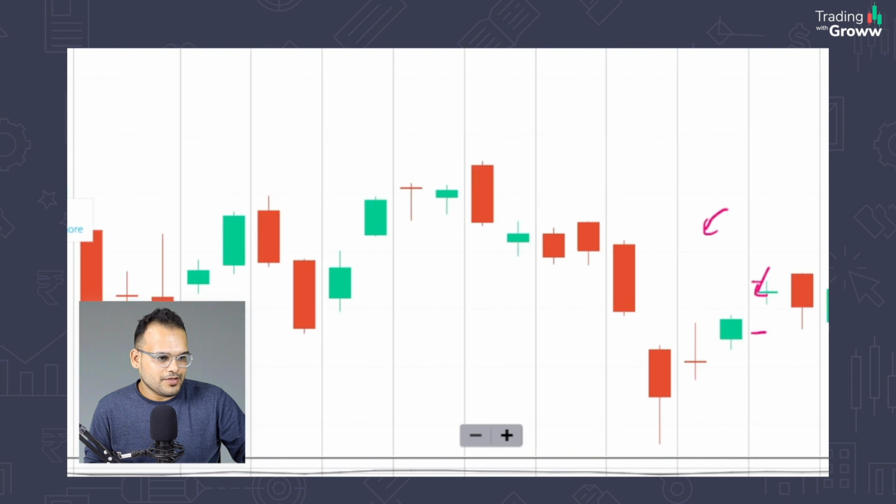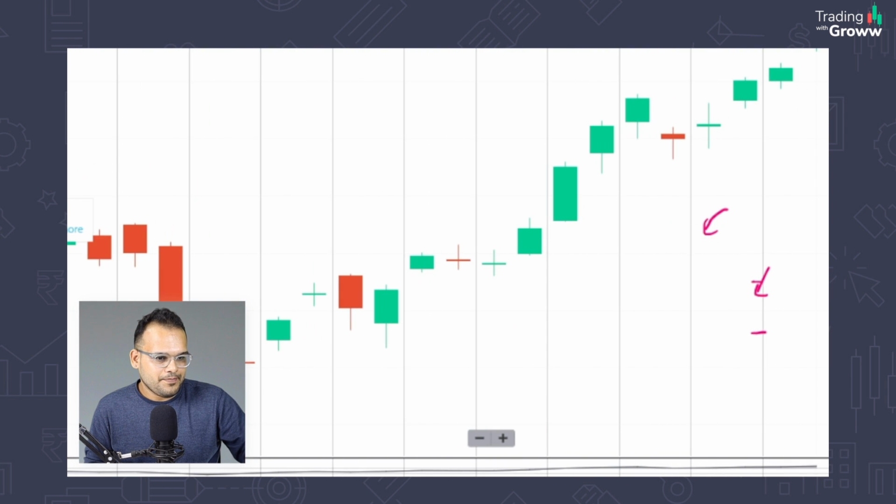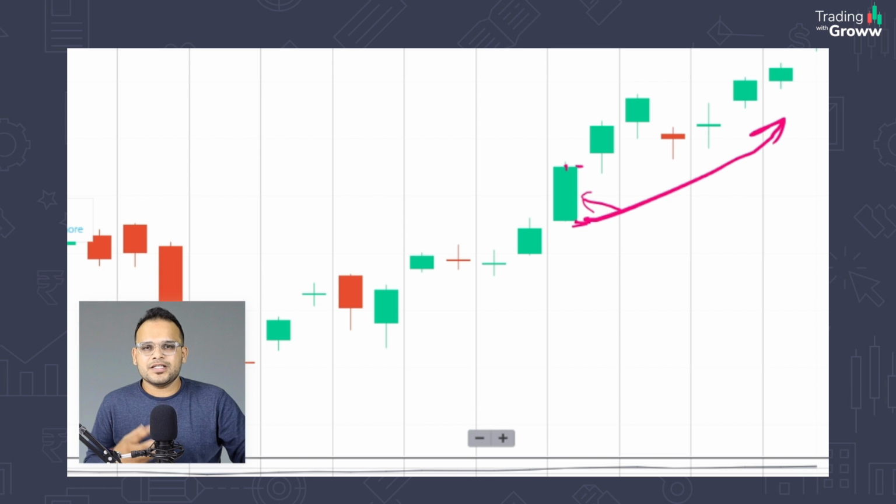Let me zoom in further. So this particular candle is what represents the bullish Marubozu. That means from the market open, you can see this was the open and this was the close, with a negligible shadow on the upper side, but you can see after that, boom. The market moved upwards and it is still continuing the upward momentum. So this is the importance of this particular candlestick pattern.